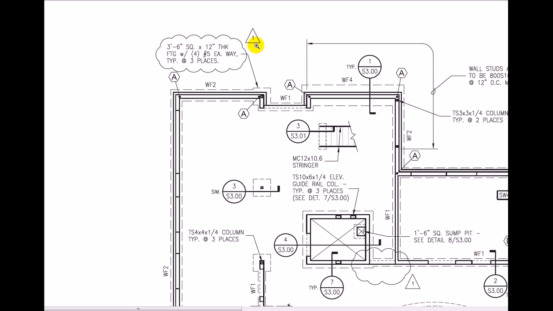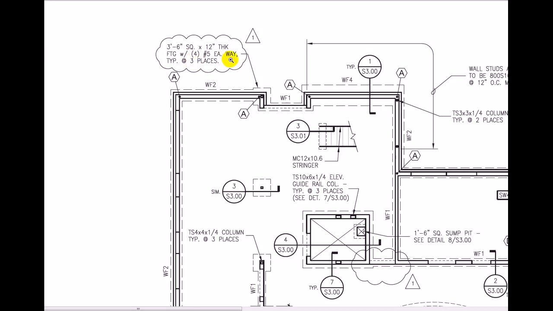Let's talk a little bit about lines on a foundation plan. When we have a dashed line, that indicates something that's beyond or hidden, like underneath the grade. So these two lines are indicating the edge of the footing. You can see we have a square here, 3'6" square by 12" thick footing with 4 number 5 rebars each way, typical of 3 places.